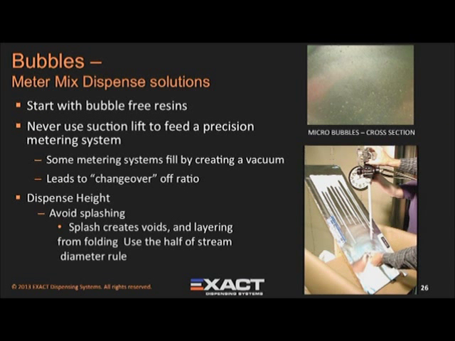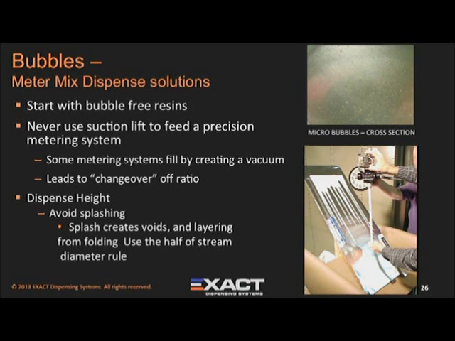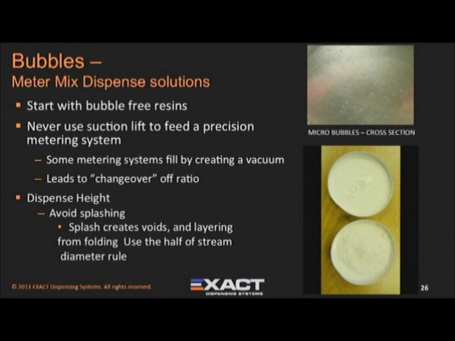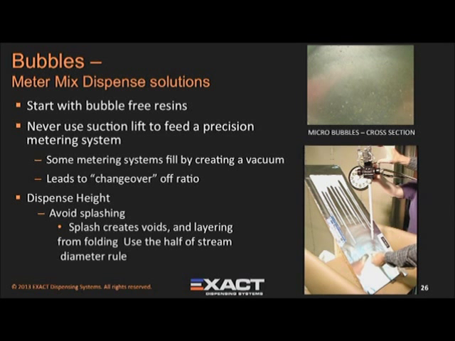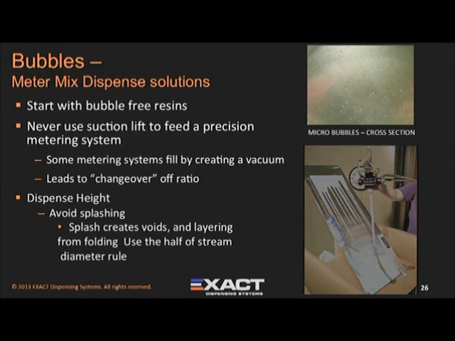It is always best to start with a bubble-free resin. If you do start with bubble-free materials, then you must also use processes that do not have the potential to add bubbles or air to the materials when they are processed. There are some meter mix systems that, quote, fill their chambers by creating vacuum in the metering chamber that is then violently filled with resin when the rod is removed from the chamber. There may be situations where this is not a problem, but it can typically lead to changeover off ratio conditions that must be masked by the mixer.